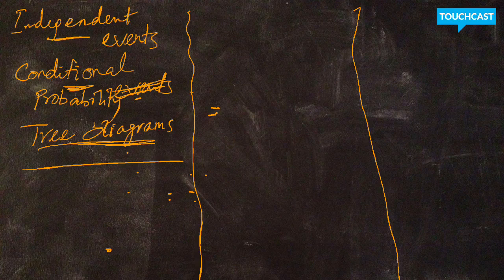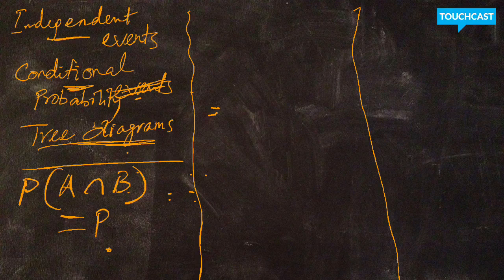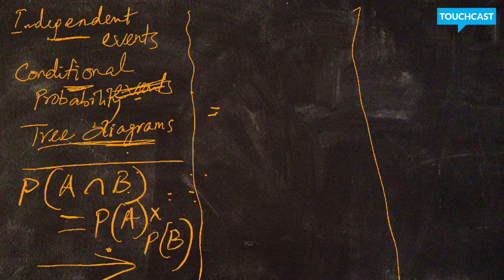The universal rule you got to remember is probability of A and B. See, probability of A and B should be equal to probability of A times probability of B. That will be given on your equation list during the exam.